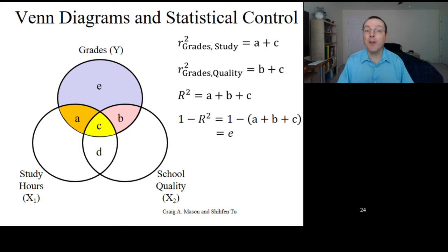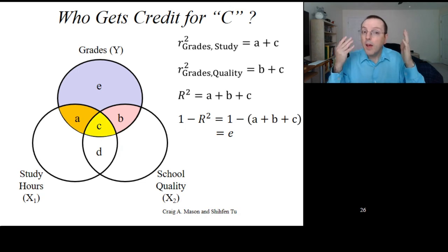Similarly, the variance reflected in B is also kind of easy, right? It's that unique variance in grades that's only shared with school quality. It's the effect of school quality controlling for study hours. So not much controversy about giving school quality credit for the B variance. But who gets credit for C? That's a challenge, and it often comes down to theoretical judgment.